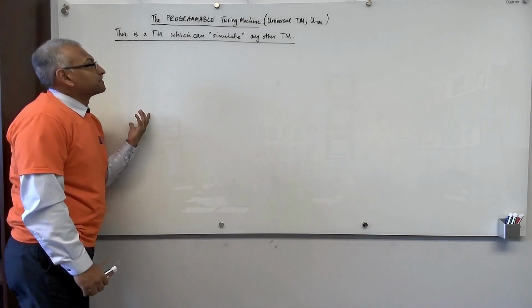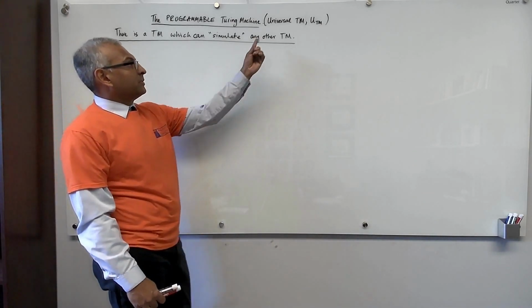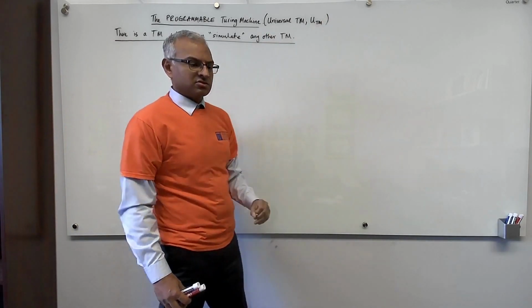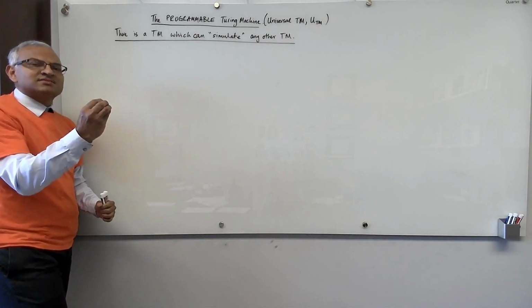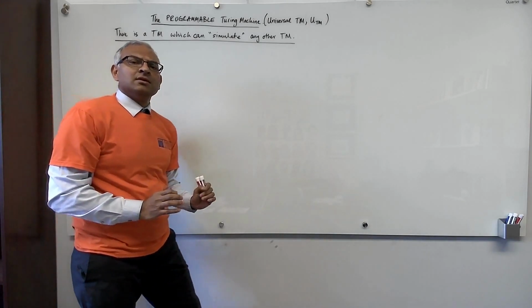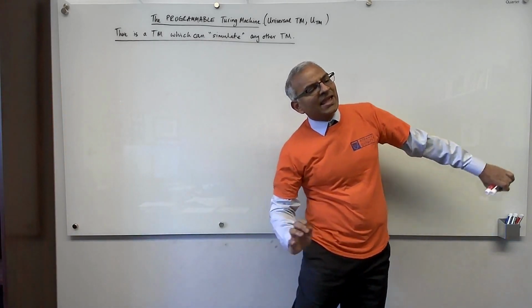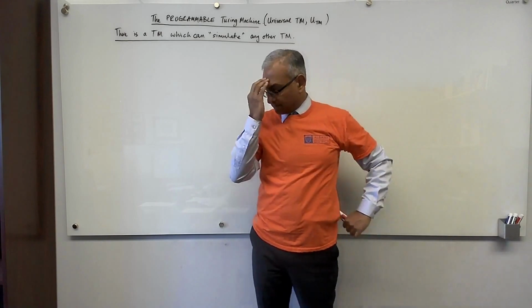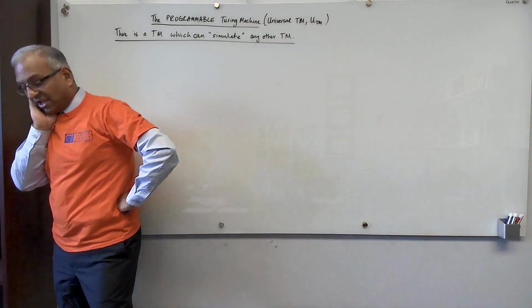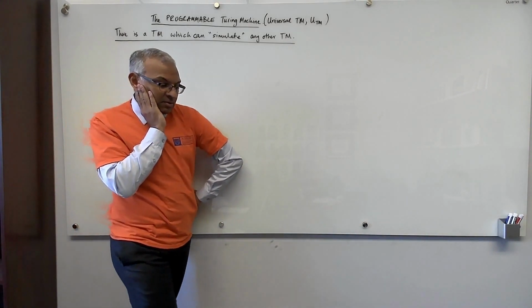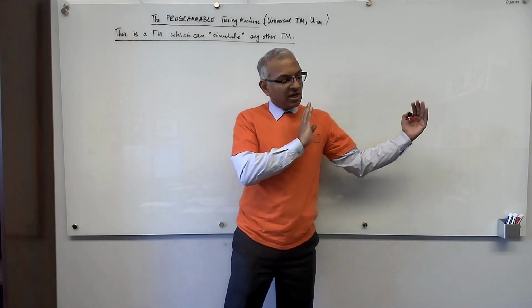What's the basic idea, and why do we call it a Universal Turing Machine? The basic idea is there exists a Turing machine which can simulate any other Turing machine. Now we need to parse that. What does that mean? In some sense, there's some Turing machine that can simulate any other Turing machine.